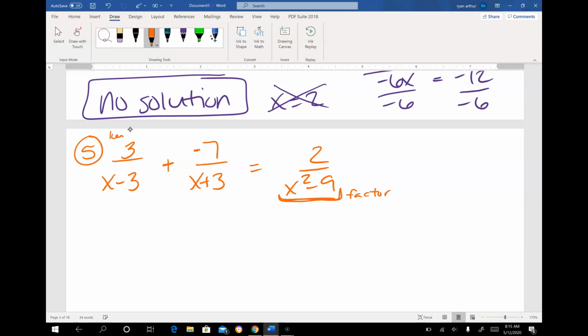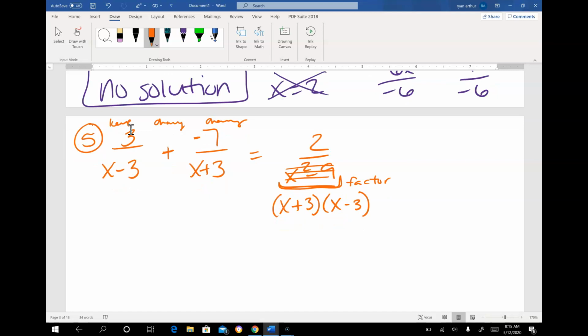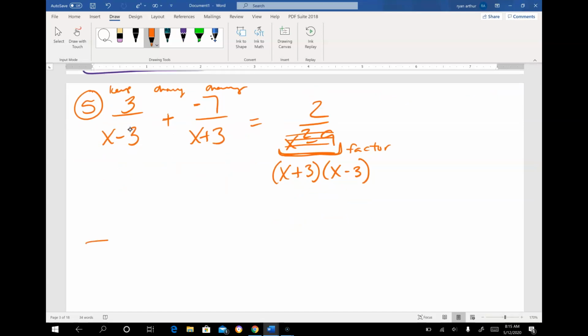Okay, so we did our keep, change, change. Factor it. Well, 9's a perfect square, so this is going to be x plus 3, x minus 3, but also Desmos would have shown you that. So we factored it. Now, your common denominator here is what? Your common denominator is the combination of everybody. So my common denominator is going to be x plus 3, x minus 3.